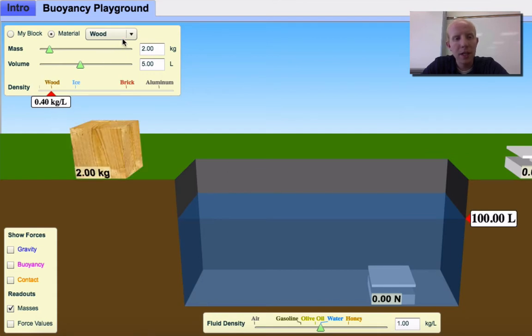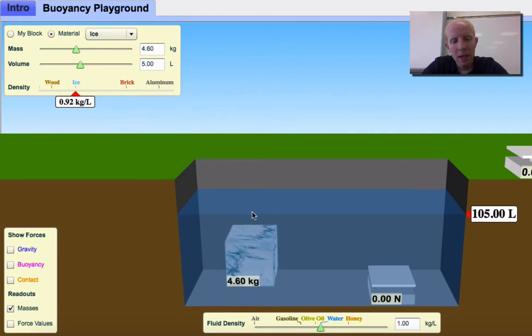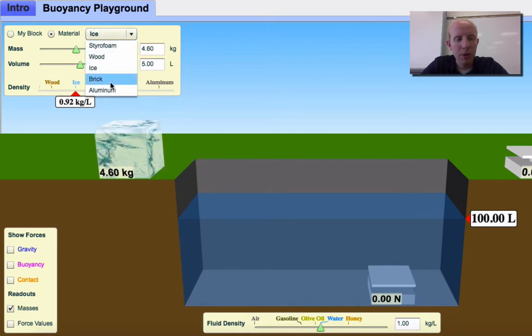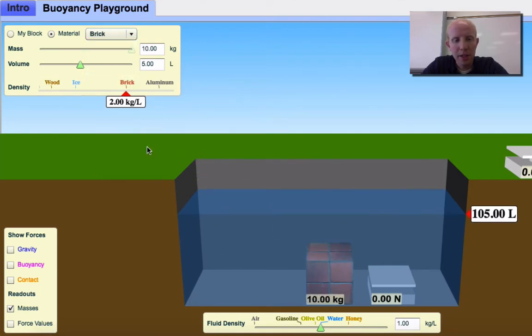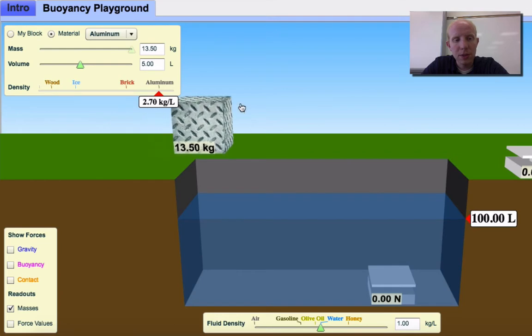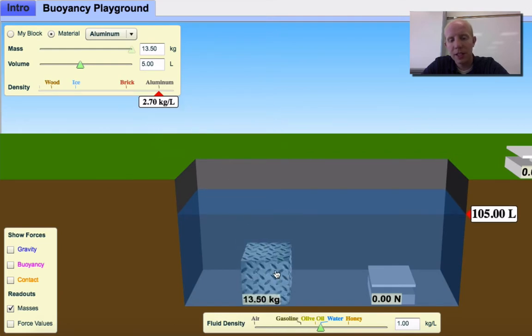As we've already stated, ice floats, so we can make this ice, throw that in, and slowly but surely it will also float. Hopefully you know things like bricks sink. Its density is 2 kilograms per liter. And hopefully you know that aluminum also sinks, metals and things like that.